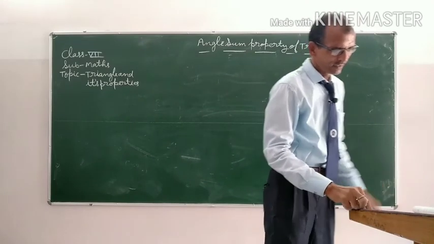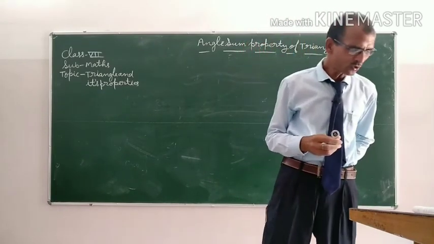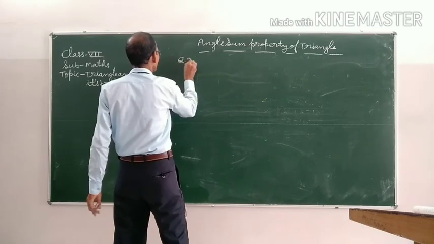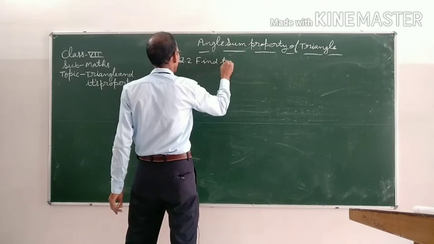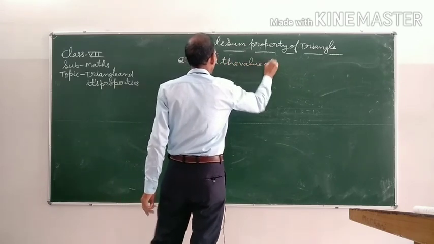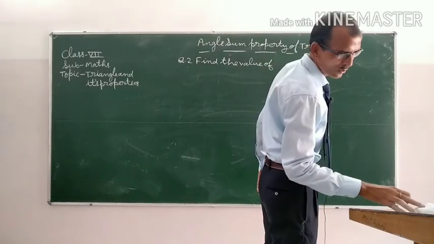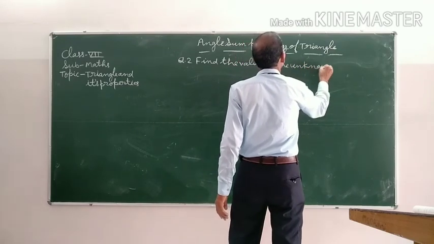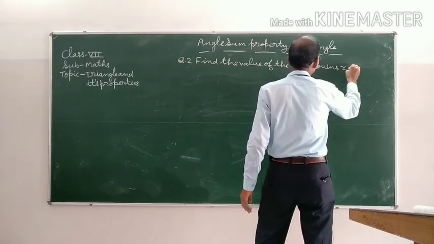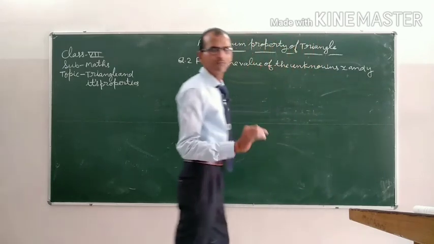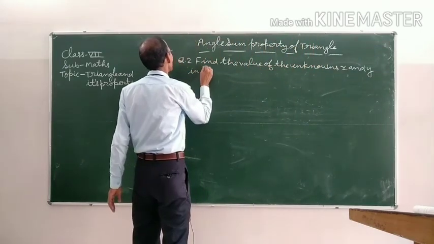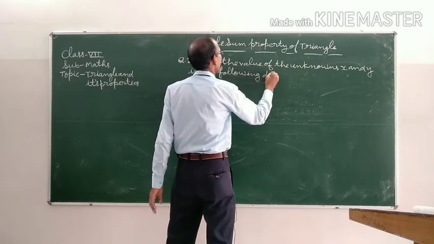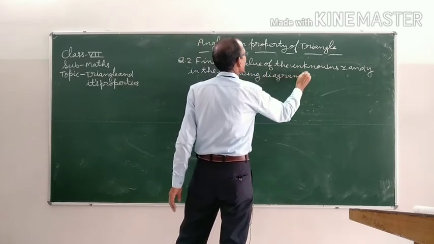Question number 2 is, find the value of the unknowns X and Y in the following diagrams. Okay?